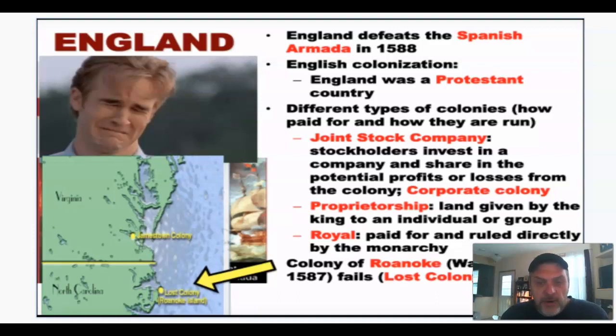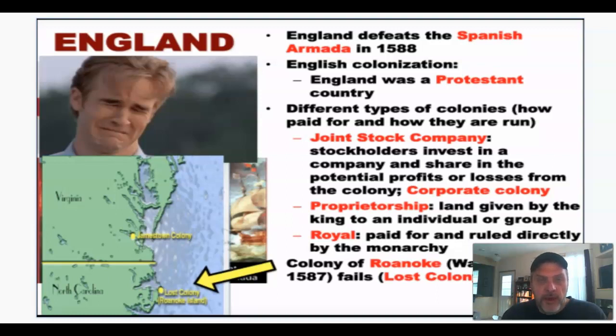A joint stock company is pretty much what it sounds like. Stockholders in England, for example, would pool their money together and they would invest in a company. And then they would share then in the potential profits. They would issue a charter, and then they would share in any profits that the colony eventually would enjoy, or the losses. There was also a risk. So think of it as kind of an investor today, right? You take your money and you invest in a company.